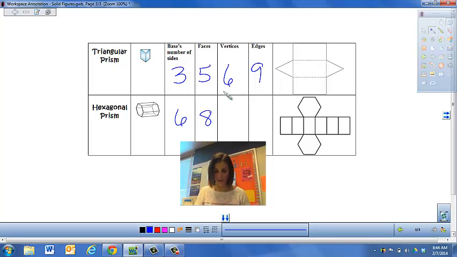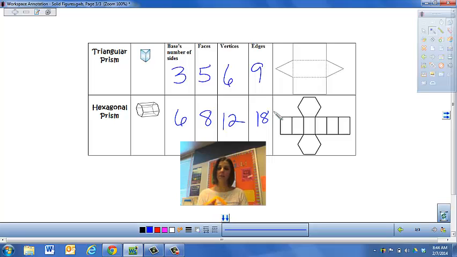The vertices, once again, are like the points. The vertices are where 3 edges meet. You've got 1, 2, 3, 4, 5, 6, and you've got 6 across the other base for a total of 12. And lastly, the edges, where the faces meet. We have 6 on the base, we have 6 on the shape here, and we have 6 along the other base. These are all of our edges for a total of 18.